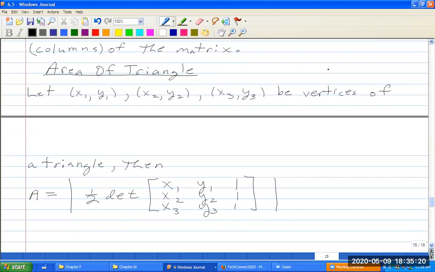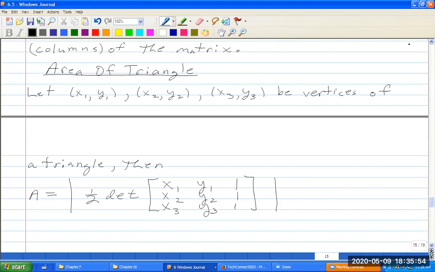How do you find the area of a triangle? Well, it's 1/2 base times height, but what if you don't know the base and height? Then you go, well, maybe you can use some trigonometry. You don't know trigonometry. Even at that, you still have to know a base and an angle. What if you only know the location of the vertices of your triangle? Well, then you're sort of stuck.